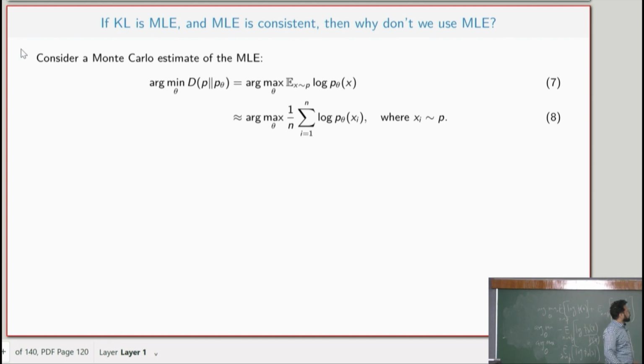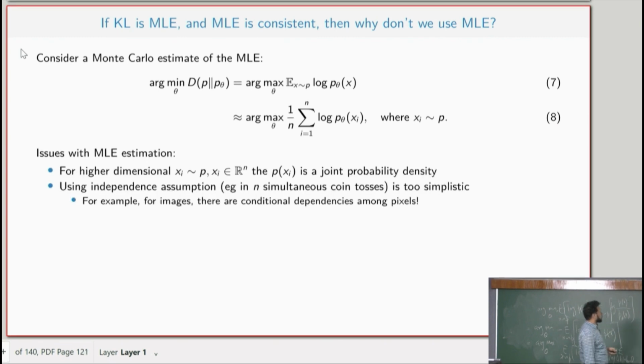Even though we can do these Monte Carlo estimates, which is just estimating something via samples, in this case estimating our log likelihood via the samples, the problem is again that this is a joint distribution. For a higher dimensional problem, xi could be a very big vector, say 64 times 64 length, and p of xi is a joint probability density.